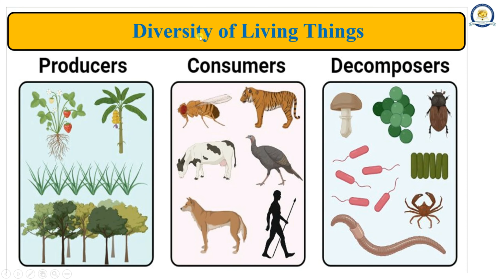A producer is a living thing that makes its own food. Animals are consumers because they cannot make their own food. A decomposer is a living thing that breaks down dead things for food.